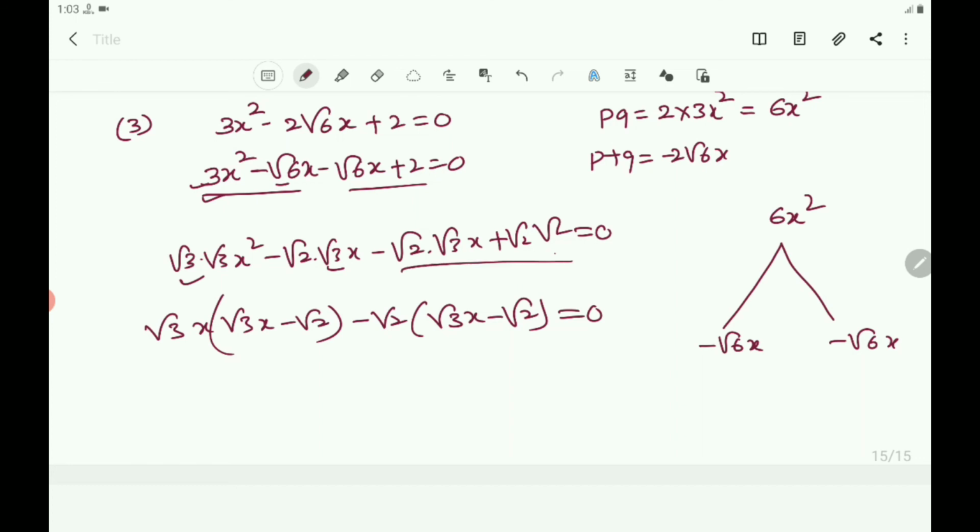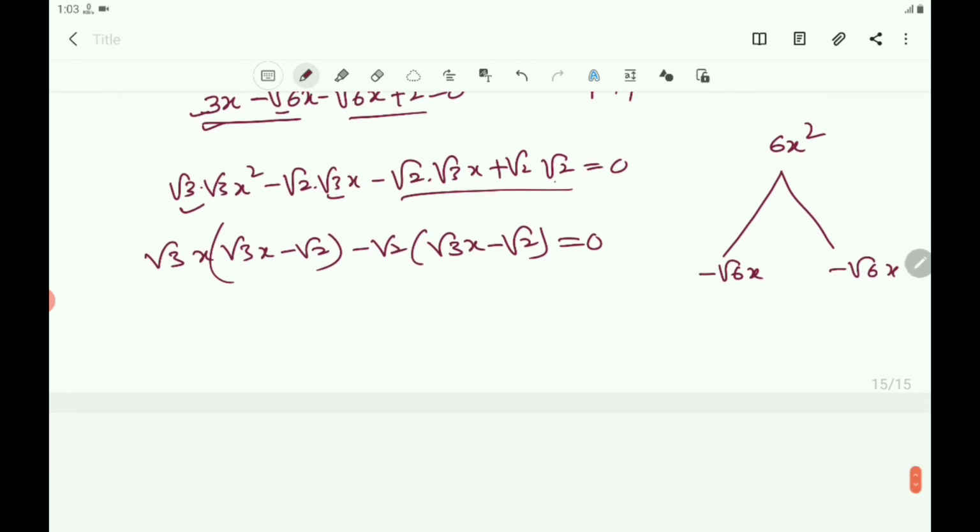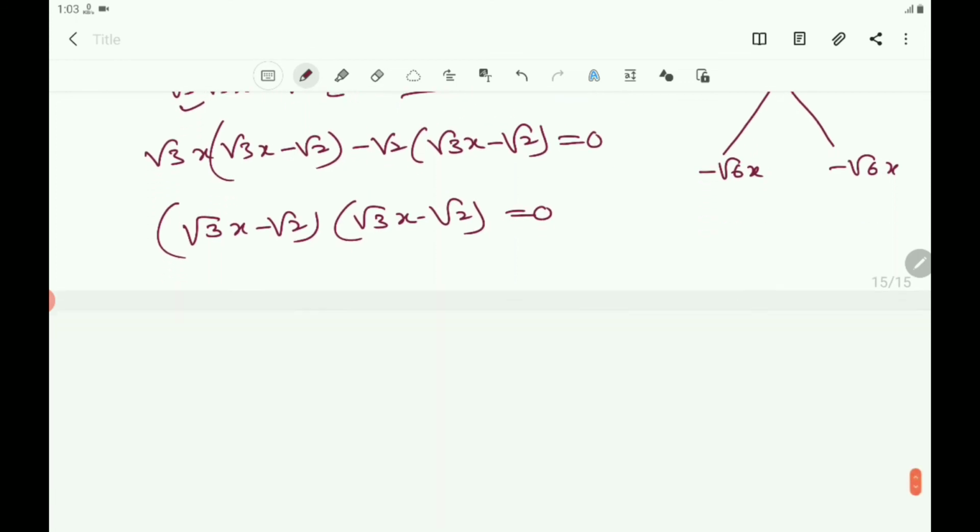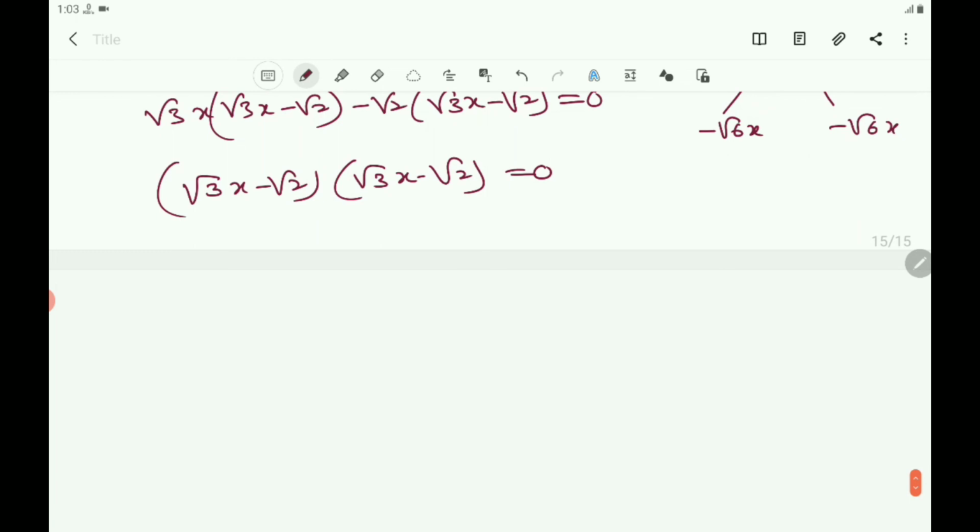And out of these two, root 2 is common. Here it is root 2. So if root 2 is removed outside, in the bracket root 3x minus root 2, then the factors are root 3x minus root 2 in one bracket, and the next one is root 3x minus root 2 equals 0. Now equate each factor to 0, that is root 3x minus root 2 equals 0, or root 3x minus root 2 equals 0.